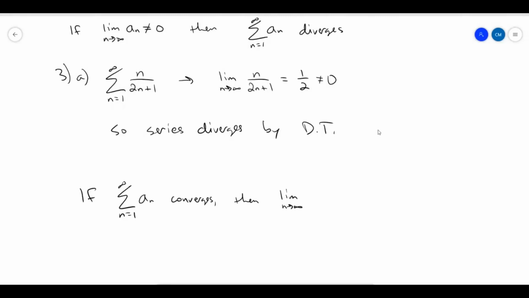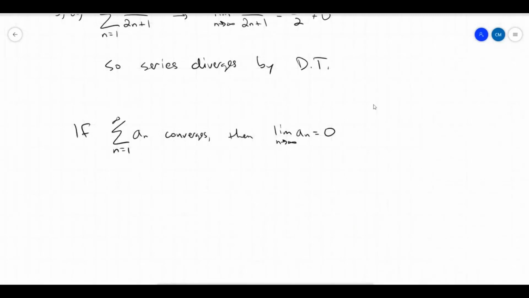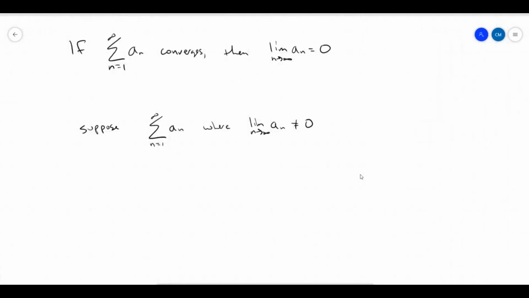This is why the divergence test works, because the divergence test is just a restatement of this particular theorem. Why is this true, though? Why do you think it has to be true that the limit of the terms has to be 0? Well, think about it. Suppose that it's not 0. In fact, even make it easier here. Suppose it's just 1. Let's just say it's equal to 1.